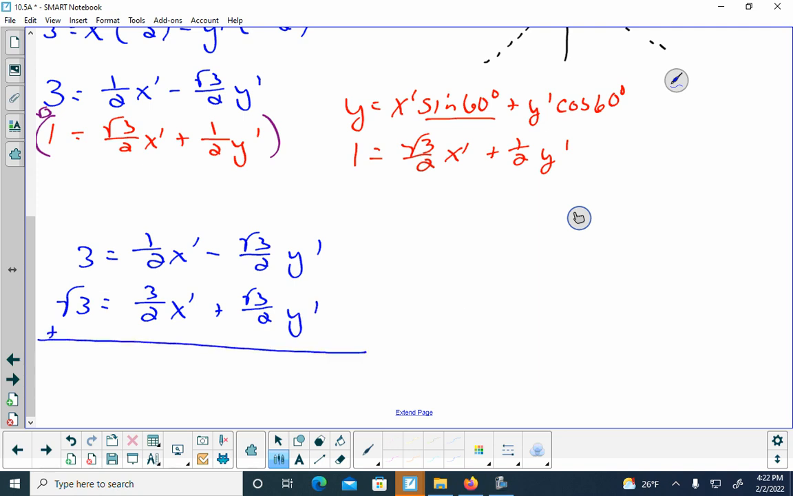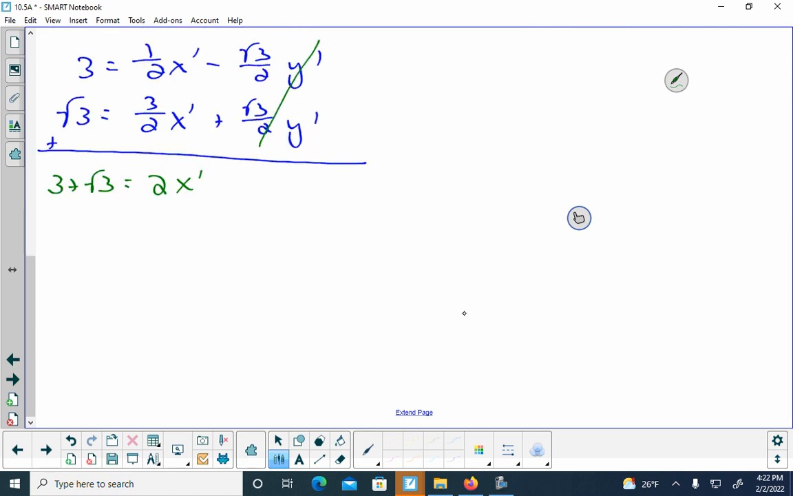Now when I add, these will drop out, and I'm left with 3 plus the square root of 3. Cannot simplify that, cannot combine them, not like terms. This will be 4 over 2, or 2x prime, which means that 3 plus the square root of 3 over 2 is equal to my x prime. So now I have x prime.